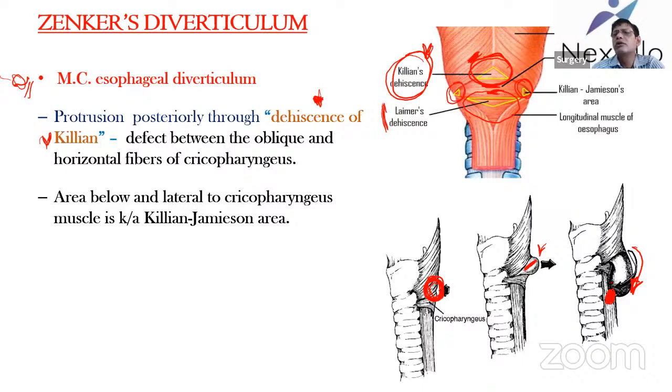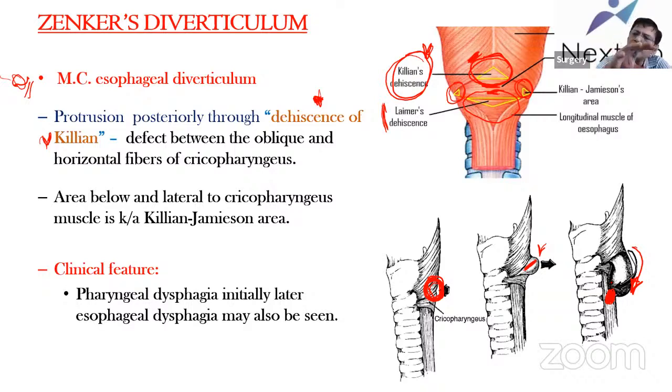The clinical presentation of the Zenker's diverticulum is mainly dysphagia. Dysphagia may be either pharyngeal or esophageal. Initially, we have the pharyngeal dysphagia, which is later followed by the esophageal dysphagia. So both types of dysphagia are seen here. And when food comes into this area, the diverticulum, and stays here, over time it decays and a foul smell starts coming out of it. This is known as halitosis, foul breath. So halitosis may also be present here.